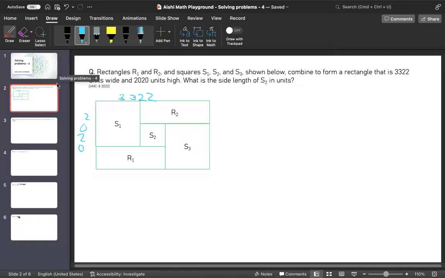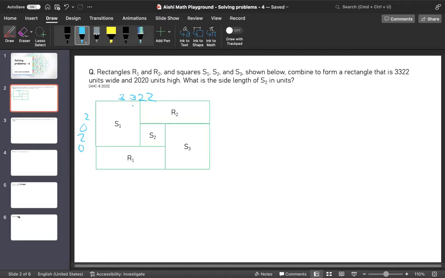Okay, first question. Rectangles R1 and R2 and squares S1, S2, and S3 shown below combine to form a rectangle that is 3322 units wide and 2020 units high. What is the side length of S2 in units?